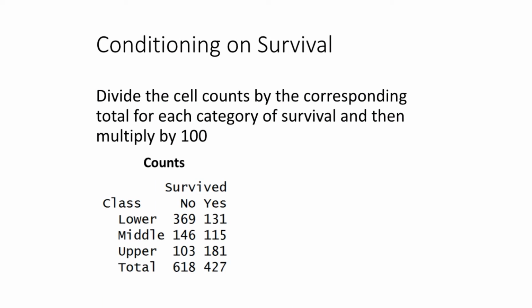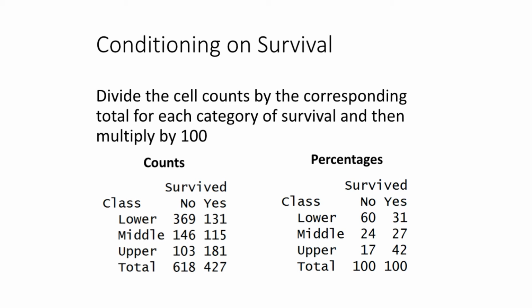So let's look at a contingency table in which we're conditioning on survival. What we do is divide the cell counts by the corresponding total for each category of the survival variable, and then multiply by 100. This gives us the percentages conditional on survival. You can see that we have the total for each survived category: 618 people who did not survive and 427 people who did survive. When we divide each cell by its respective column total, we get these different conditional percentages.